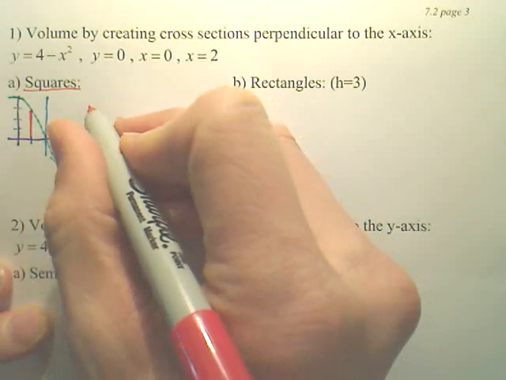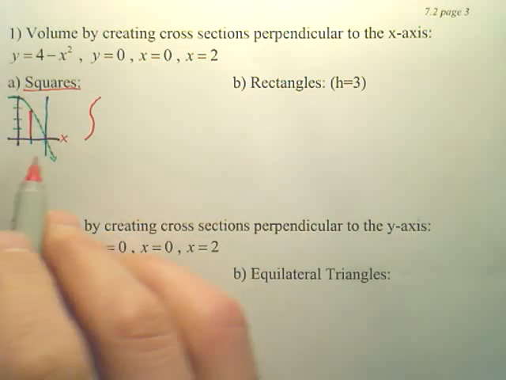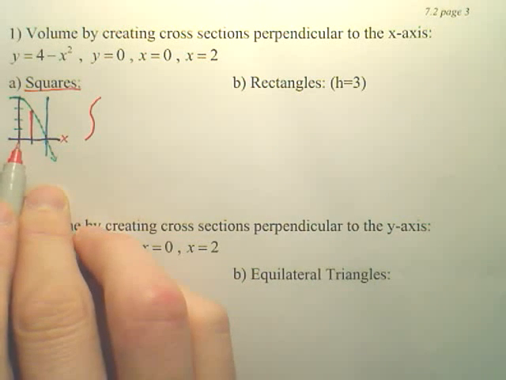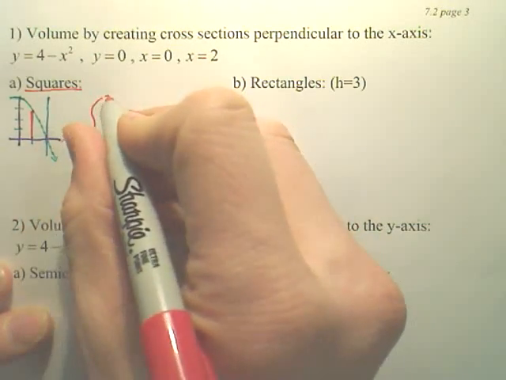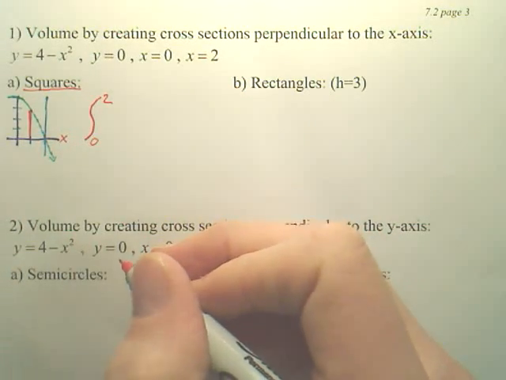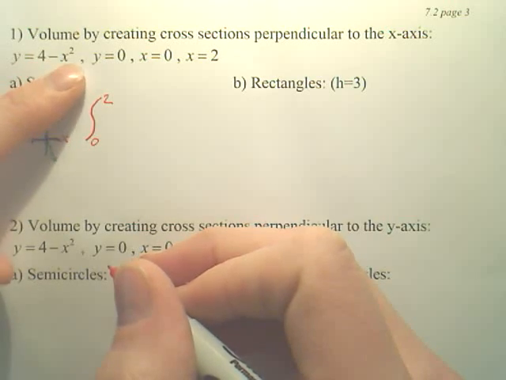Anywho, it's actually not that complicated of a problem, because what you're going to basically do is integrate from 0 to 2. Now, how do you get the height of this red line? Isn't that just 4 minus x squared?